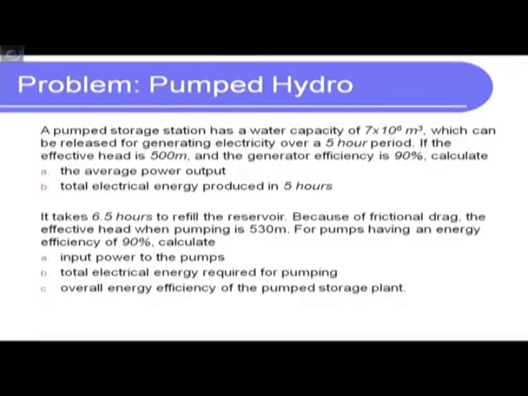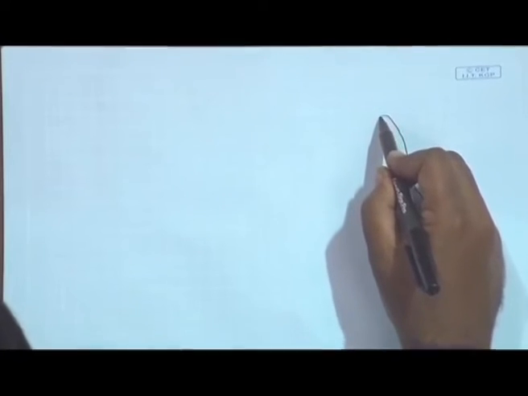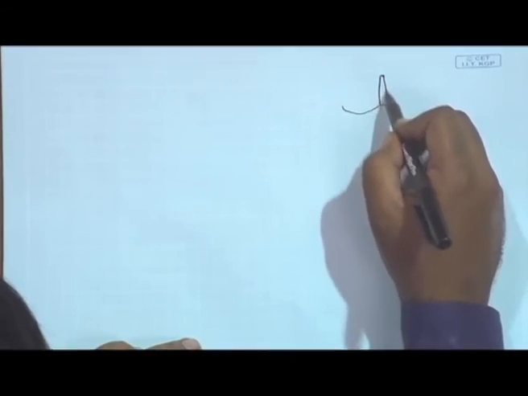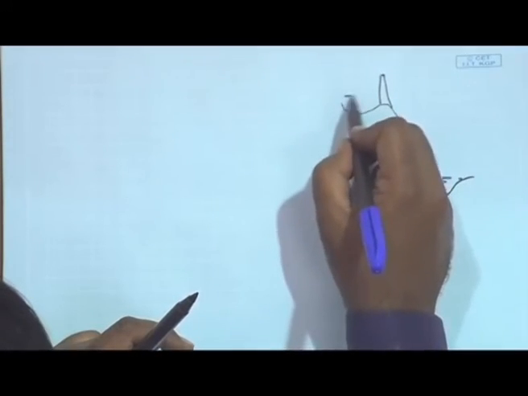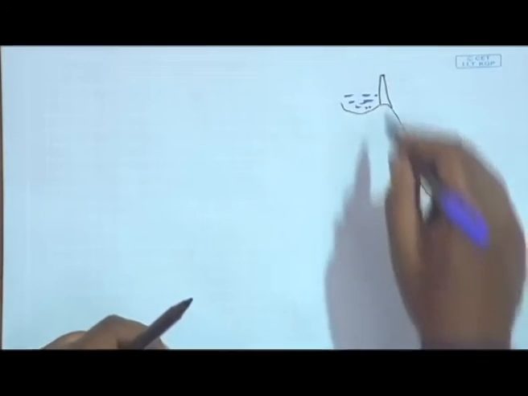Okay. Let us move on to the next problem, and this problem is on pumped hydro. Okay. So, the pumped hydro case, what is given is there is a pumped hydro storage system. The water capacity or the volume of water that is pumped up from the base reservoir to the top reservoir is given. So, remember you have a base reservoir here, and then at the top of the cliff you have another reservoir. So, this is my base reservoir and this is my top reservoir.